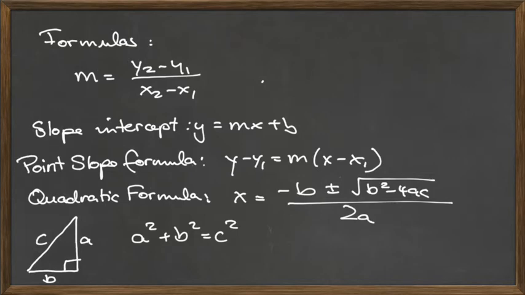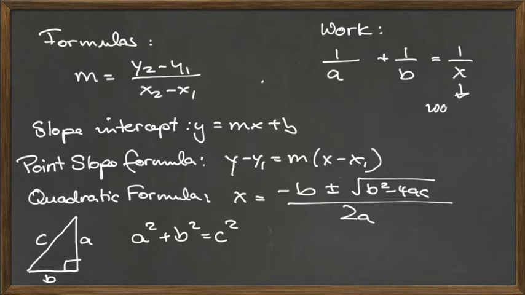The only other thing I can think of, it's not really a formula, but it's the work problem, which is 1 over a, that's the first person's time, plus 1 over b, the second person, equals 1 over x if they work together. That's kind of another one you want to know.